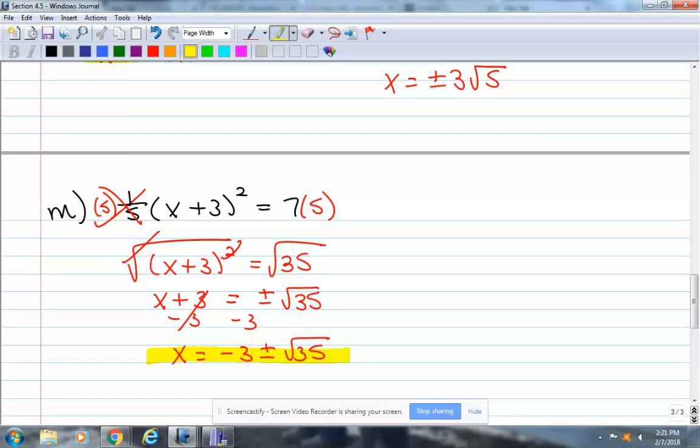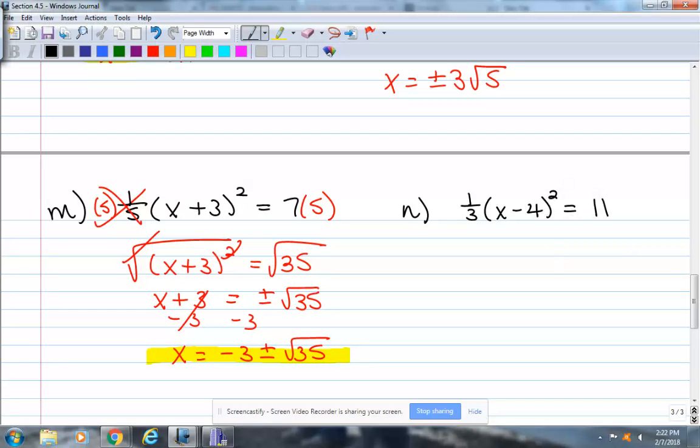Do I need to do another one like this? All right, I'm trying to find one that's not crazy. Another one with a fraction like this? Okay. 1/3 (x - 4) equals 11. Oh, that's supposed to be a square. I forgot the square.